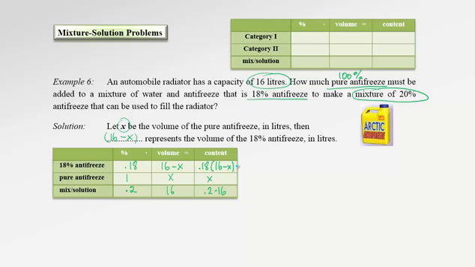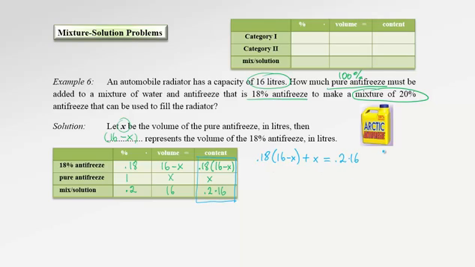Okay, so how do we build an equation? The equation comes from comparing the content. The content in this case is the amount of antifreeze. So in the whole solution, we have the antifreeze that comes from 18% antifreeze and the pure antifreeze, that means the entire amount. Okay, let's write down the equation. 0.18 times 16 minus X plus X equals 0.2 times 16.